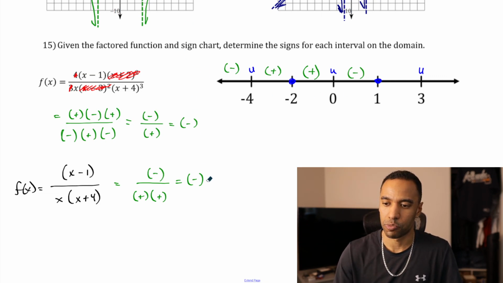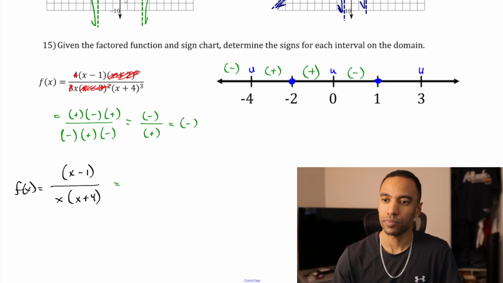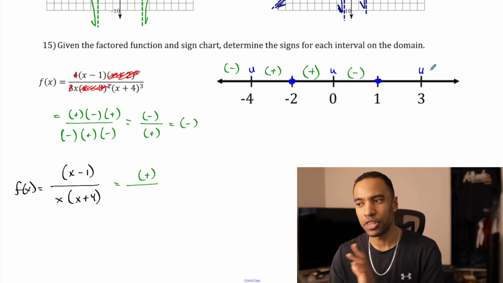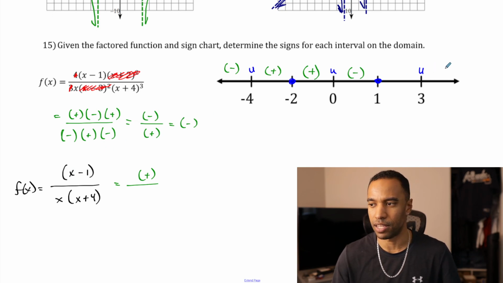Between 1 and 3, let's plug in 2. 2 minus 1 is positive. 2 is positive. 2 plus 4 is positive. Looks like everything here on out is just going to be positive, right? Even something greater than 3 minus 1 is still positive. So everything the rest of the way is also going to be positive.